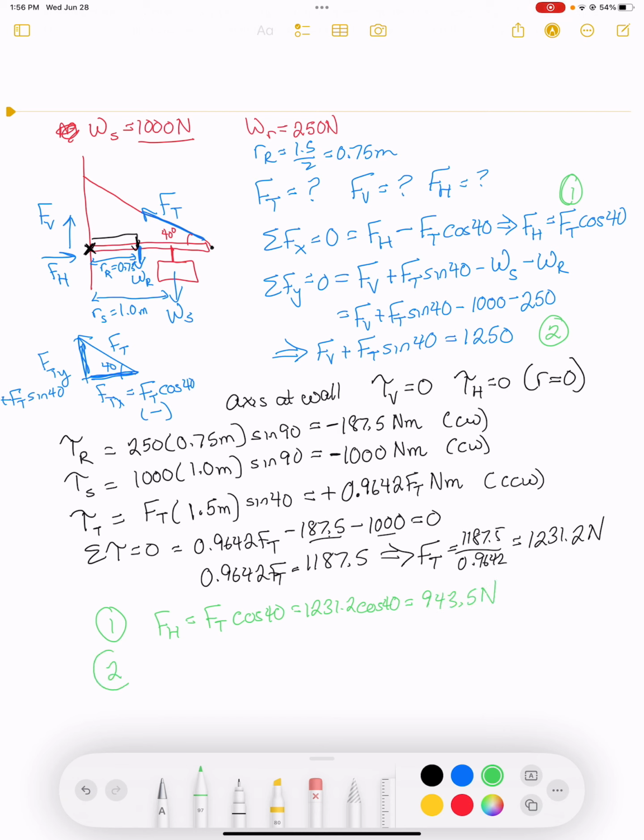And equation 2 told me that F_V plus F_T sine 40, so plus 1231.2 sine of 40, equals 1250. So that gives me that the vertical force, if I plug all that in my calculator, is 458.6 newtons. Okay, so now I've got numbers for the three unknown forces.